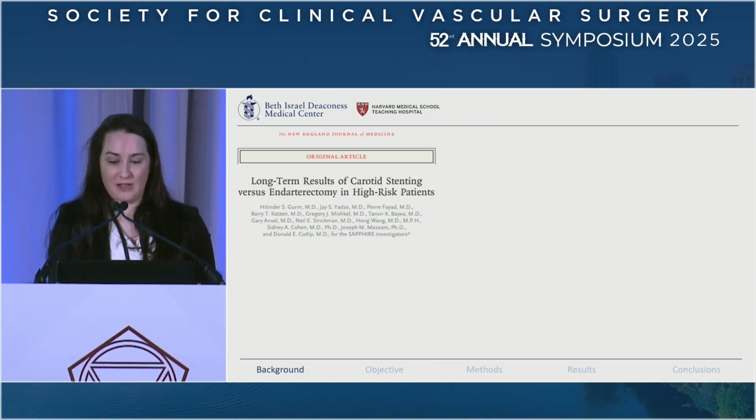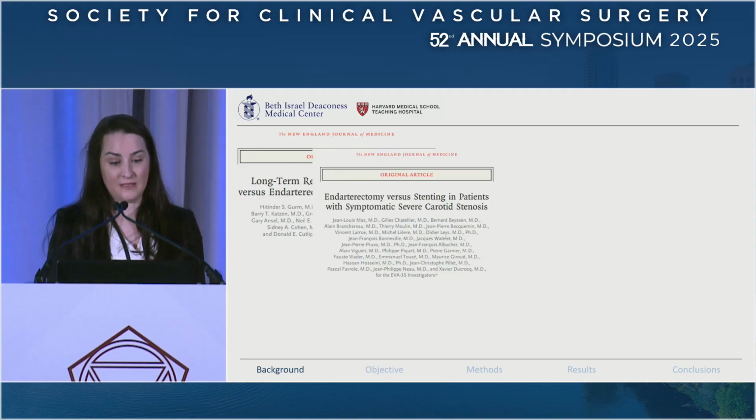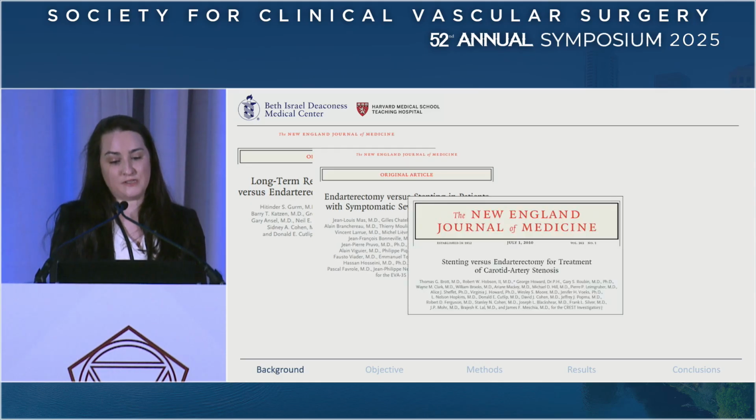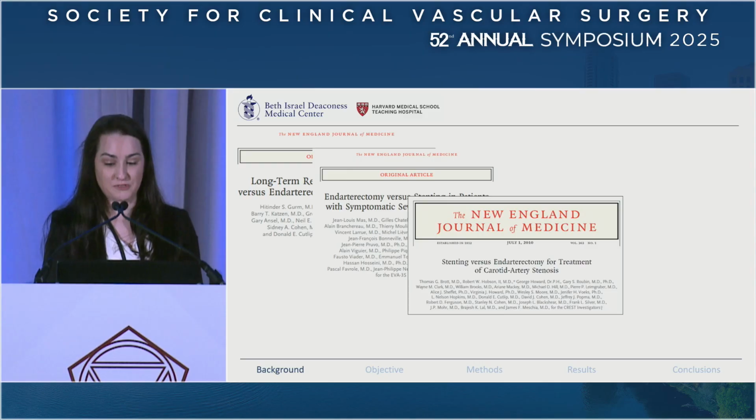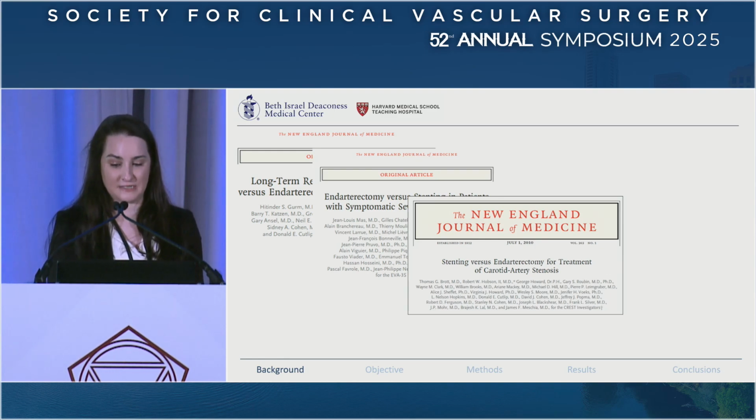TFCAS was approved for high-risk patients in 2004 following the SAPPHIRE trial, which showed non-inferiority compared to CEA, although subsequent trials had conflicting outcomes. More recently, the CREST trial did show non-inferiority. However, that was with regard to stroke, death, MI, while the stroke rate in that trial for CAS was significantly higher than that for CEA.